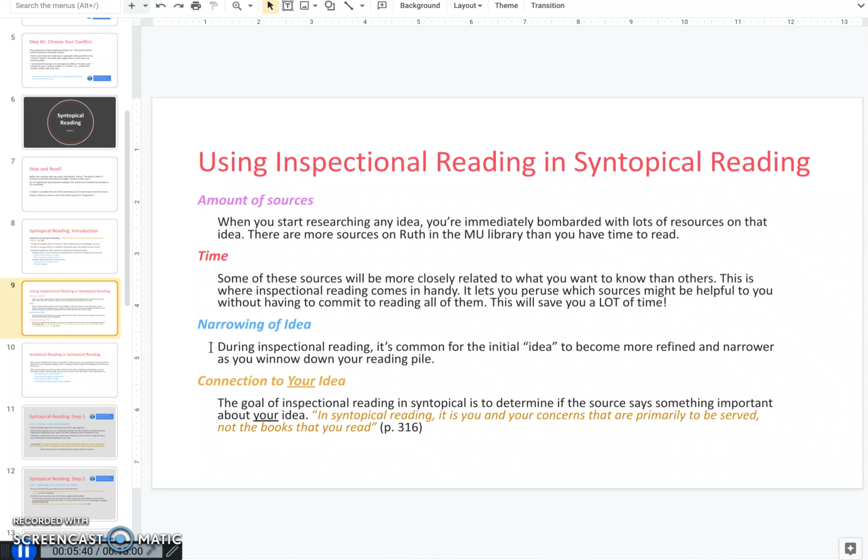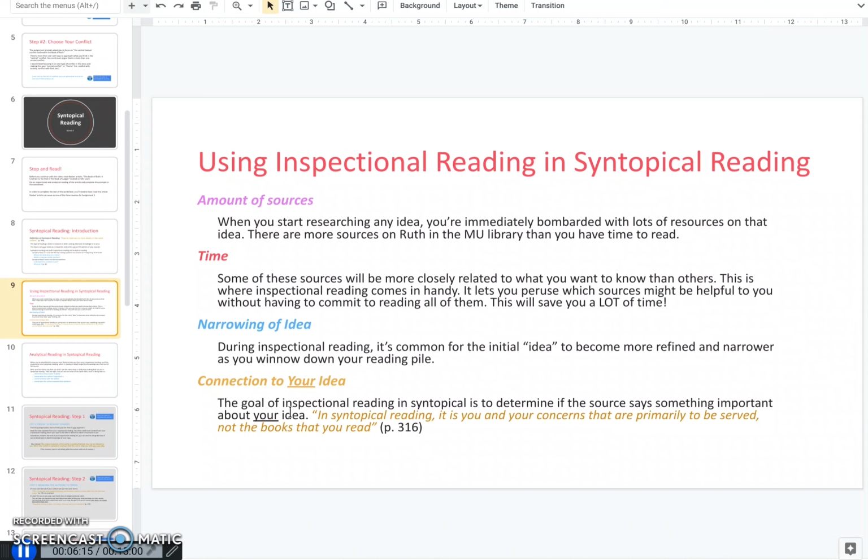All right, lastly, narrowing down of an idea. Sometimes in our brainstorming stage, our ideas can still be very general. And once we see what other people were writing on and doing, it can help us narrow down and focus on a more specific prompt. So for your Ruth essay, doing some inspectional reading might help you narrow down your conflict even a little bit more. And then lastly, with inspectional reading, you always want to have the focus of your idea. So in this case, it would be the conflict that you're going to write about for the book of Ruth.